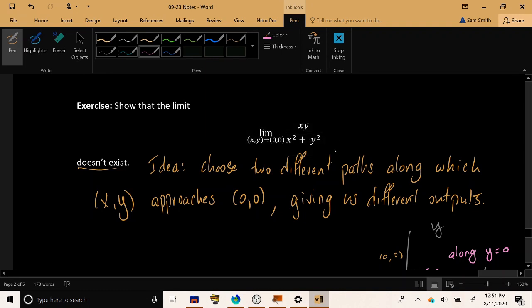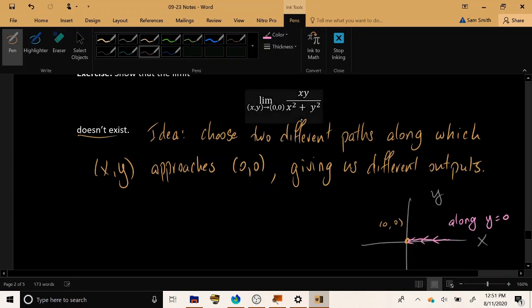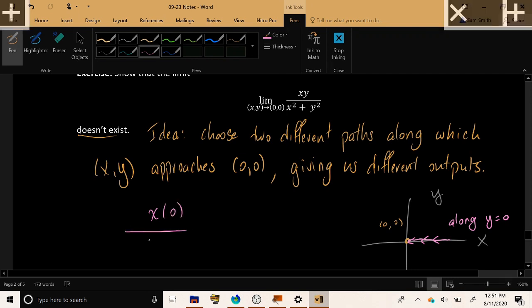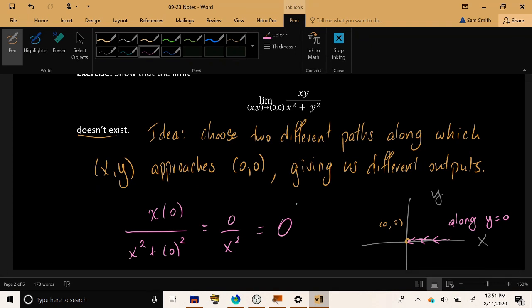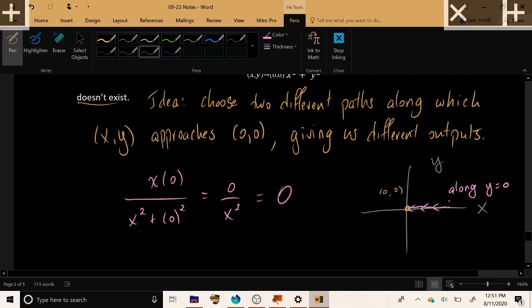Now let's look upstairs and consider what would happen if I approached along the path where y was equal to 0. If I set y equals 0 in the formula for the function, then the numerator is 0, the denominator is non-zero, and so this is equal to 0, and the function's output value approaches 0 as we approach 0, 0 from this particular direction.